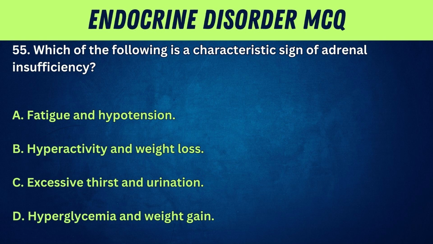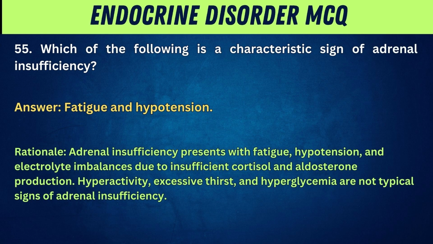55. Which of the following is a characteristic sign of adrenal insufficiency? A. Fatigue and hypotension. B. Hyperactivity and weight loss. C. Excessive thirst and urination. D. Hyperglycemia and weight gain. Answer: fatigue and hypotension. Rationale: adrenal insufficiency presents with fatigue, hypotension, and electrolyte imbalances due to insufficient cortisol and aldosterone production. Hyperactivity, excessive thirst, and hyperglycemia are not typical signs of adrenal insufficiency.